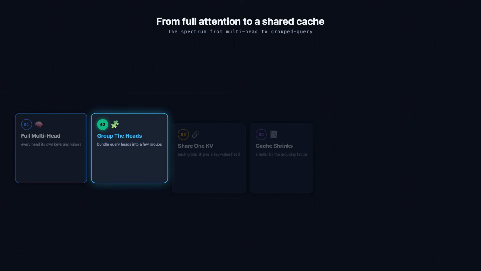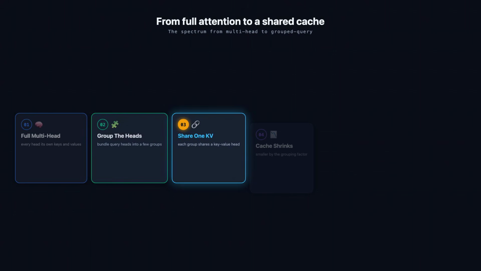Now group the query heads together. Instead of treating all 32 heads independently, you bundle them into, say, 8 groups of 4. This grouping is the whole idea, and the number of groups is the single knob you get to tune. Let each group share one key value head. Every query head inside a group still asks its own questions, but they all read from the same shared set of keys and values. 4 queries, one shared pair, repeated across the groups.